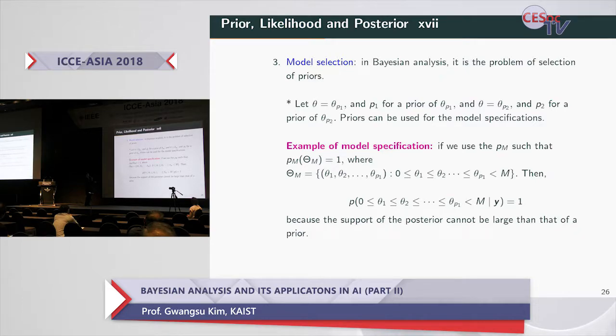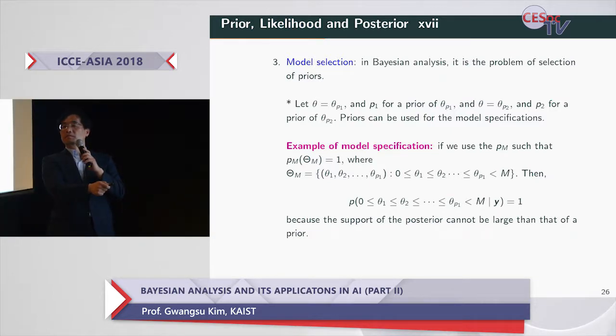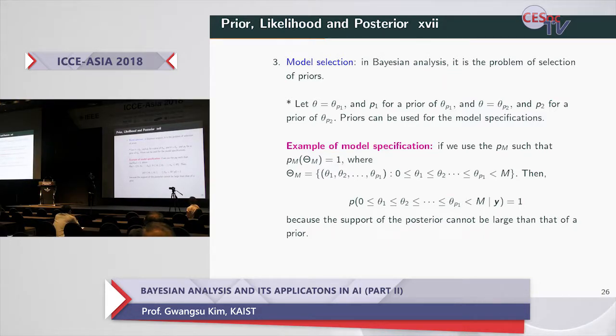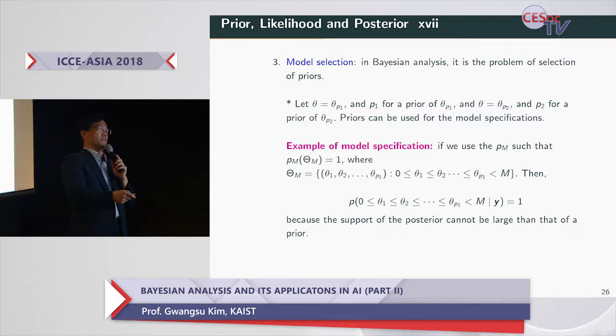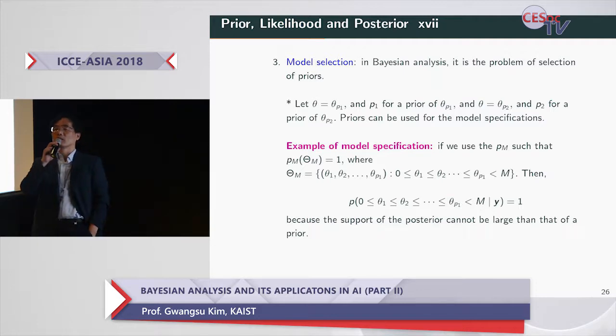If we use the prior P_M such that P_M(theta_M) is equal to 1, where theta_M is the parameter space having orders like this, then the posterior has the same properties. So all inference of Bayesians will be done on this parameter space. So the prior can specify the model. It's because the support of the posterior cannot be larger than that of the prior. If the prior mass is equal to 0, the posterior mass should be 0.